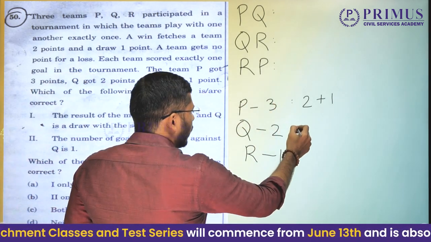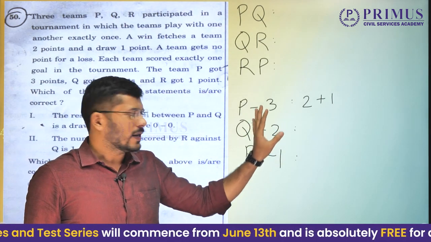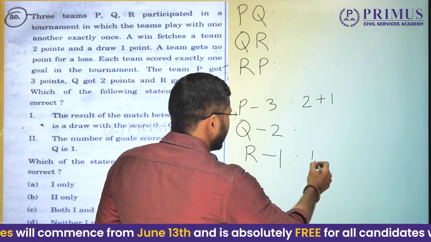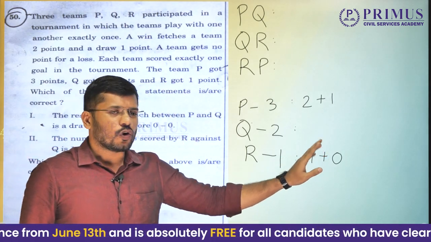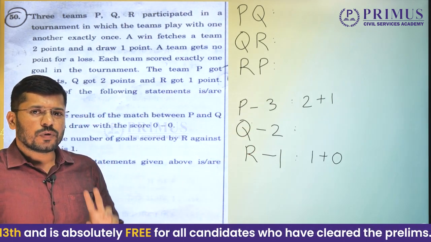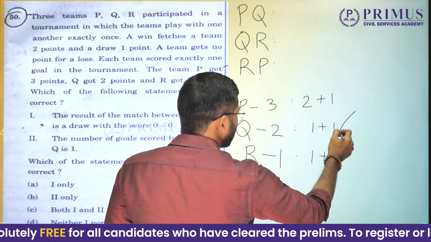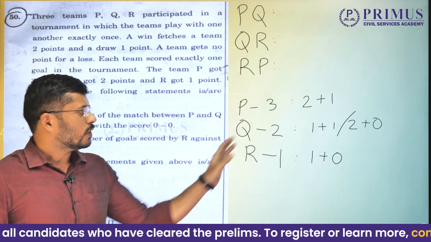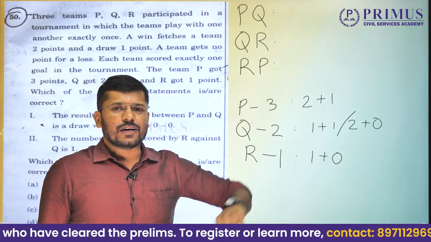Okay. Then what about R? We will talk about Q later. When we talk about R, there is only one possibility. It is that they made a draw in one match and they lost another match. So 1 plus 0, that will give you 1. But when you come to Q, there are 2 possibilities. That is, they made a draw in the 2 matches they played, or they won one and lost another. So in either case, they will get 2 points. So there are 2 different scenarios here.